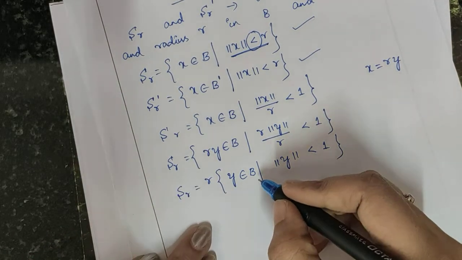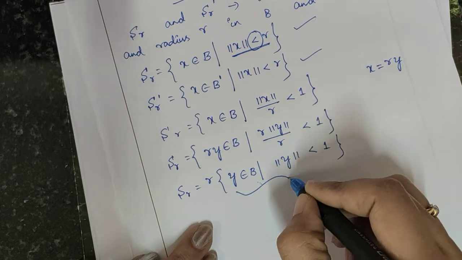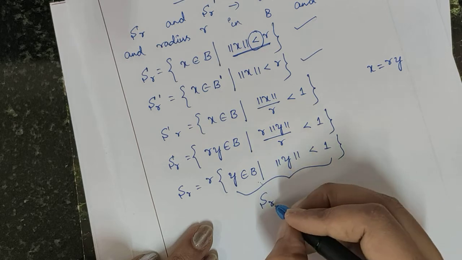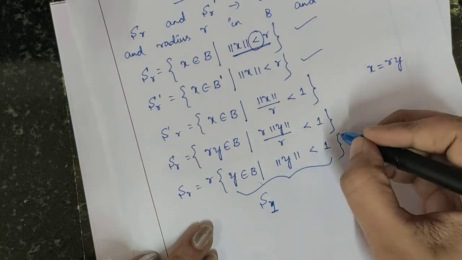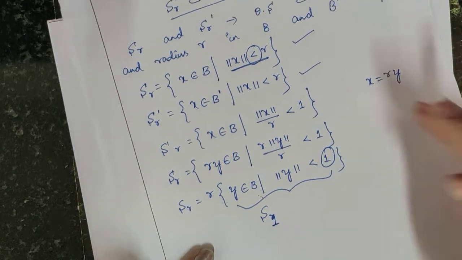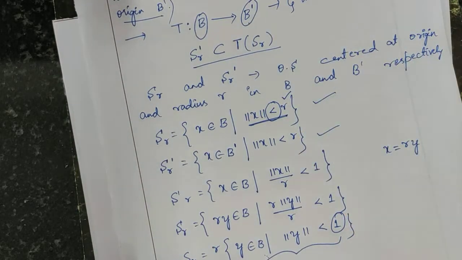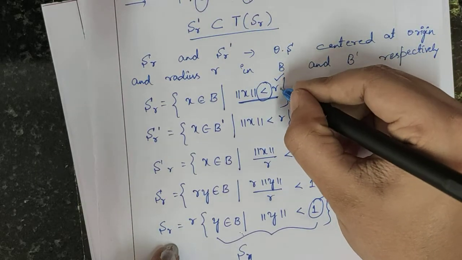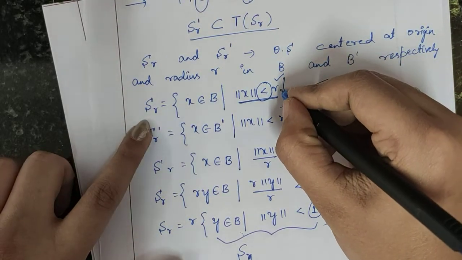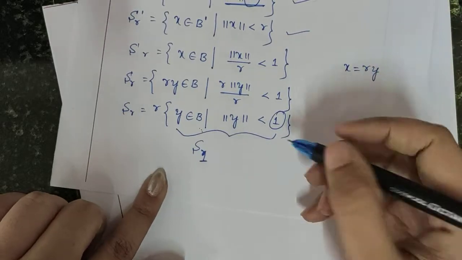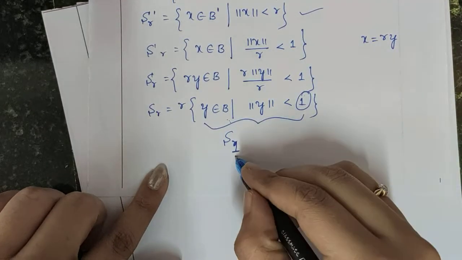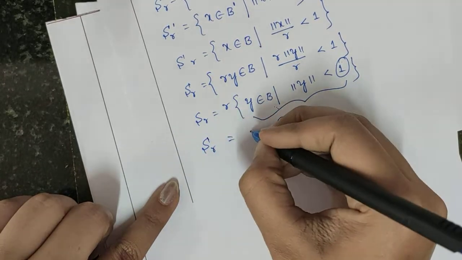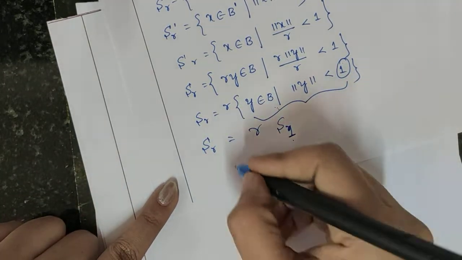So now if you observe this, we can write this whole term as S1, because here my radius is 1. Initially the radius was R, and here the radius value is 1. When the radius is just R, we denoted that as SR. Here the radius is 1, so I will denote that as S1. So now SR is equal to R into S1, right?